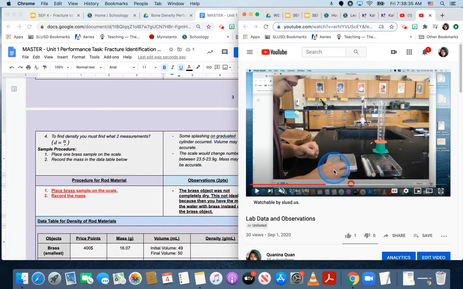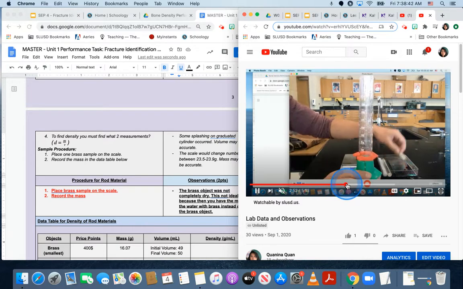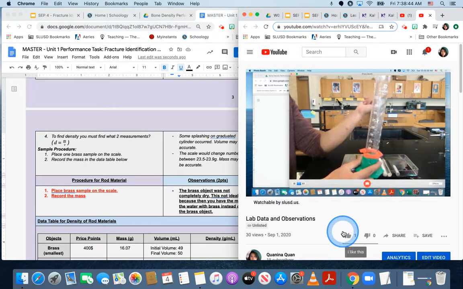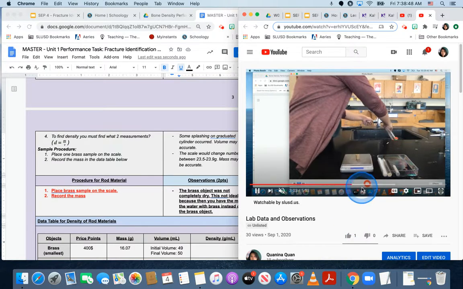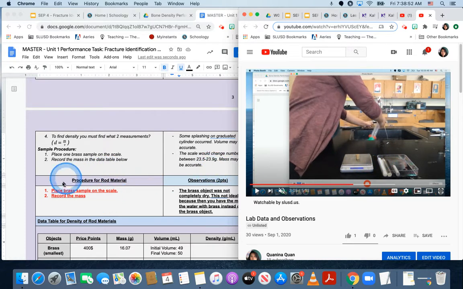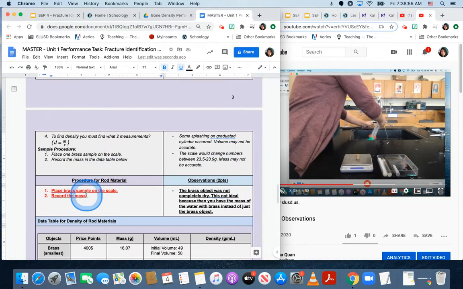And continuing on to the video, I'm going to skip ahead a little bit for when we're measuring volume. All right. So now I'm doing the steps to measure volume. So I would write down what am I doing right now. So I'm adding water to the graduated cylinder. I would type that in here. What do I do next? So on and so forth.